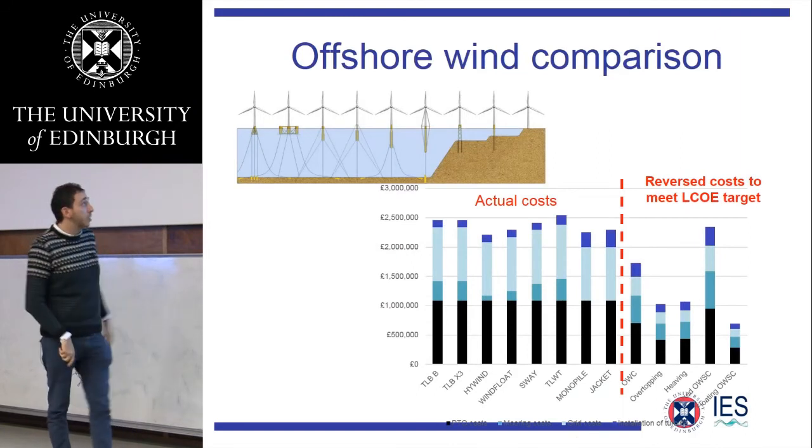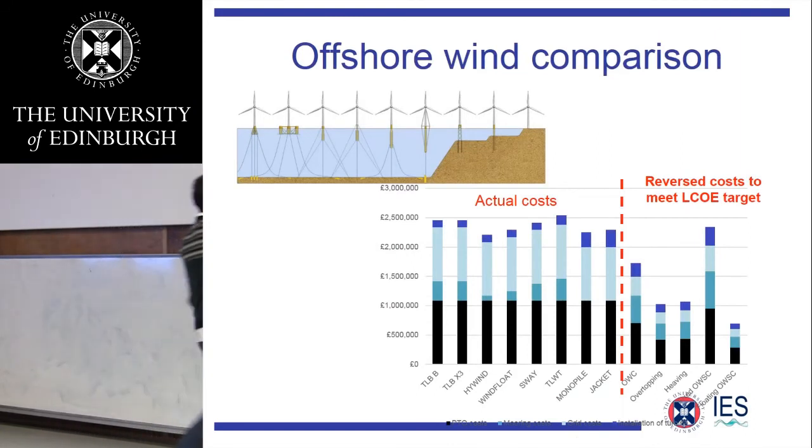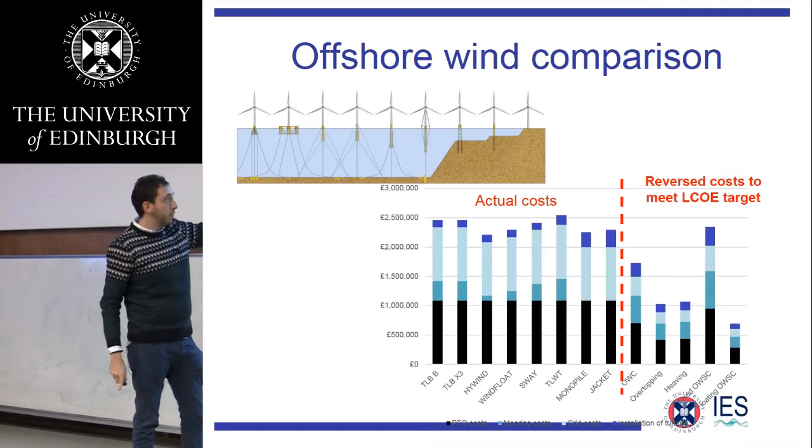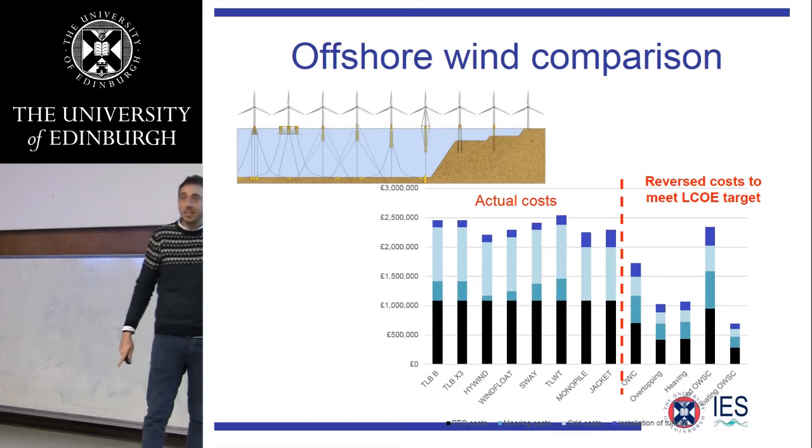Just some comparisons with offshore wind. So these are some actual costs from some offshore wind technologies, all of them around 2.5 million. For the reverse LCOE, well, the only one that is around the same expenditure is the fixed oscillating wave surge converter. The other ones are much lower. So the question is, can we actually achieve this cost? Can we actually achieve lower cost than offshore wind?